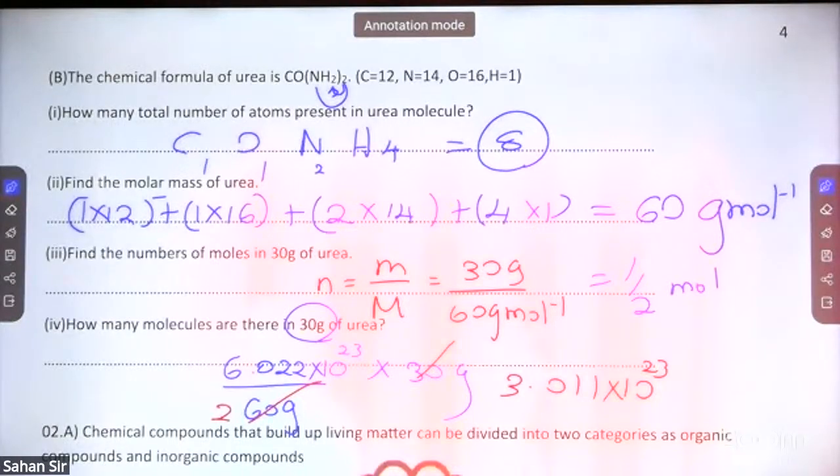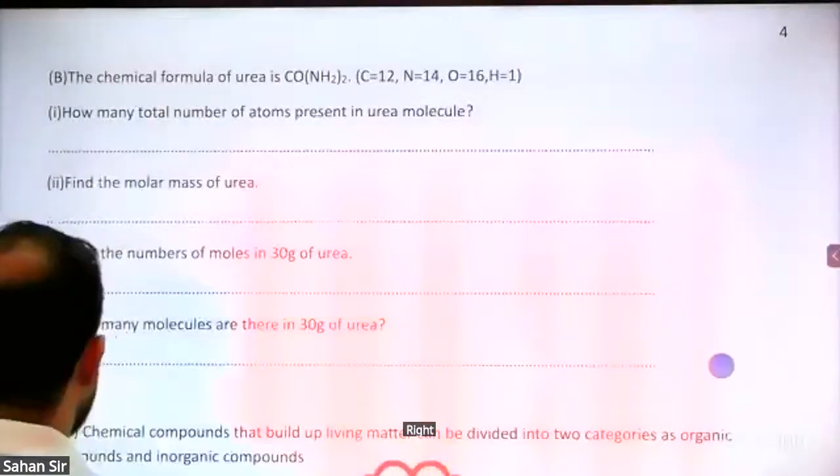Lowest first ionization energy, lithium. Highest electronegativity element, fluorine. Is it okay? Right. Then question number 2.